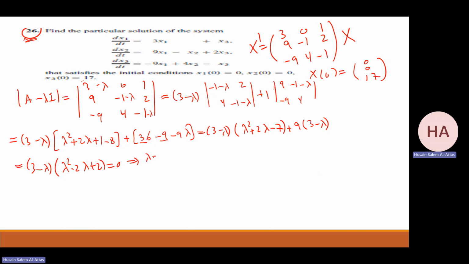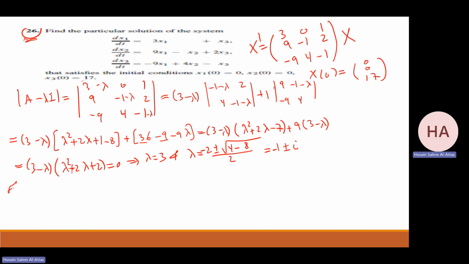So I have lambda equals 3. And the other lambda will be 2 plus or minus the square root of 4 minus 8, over 2. That will be 1 plus or minus i. Good. This is plus 2 lambda, why did I change it to minus? Sorry. That will be minus 2, and that will be minus 1.